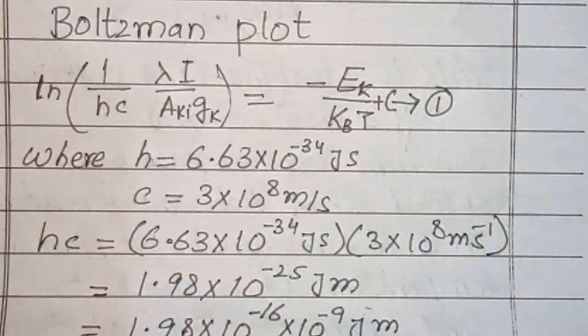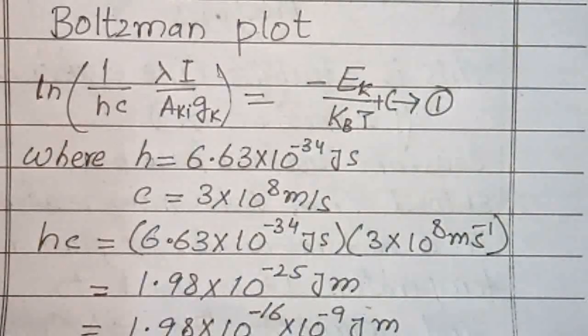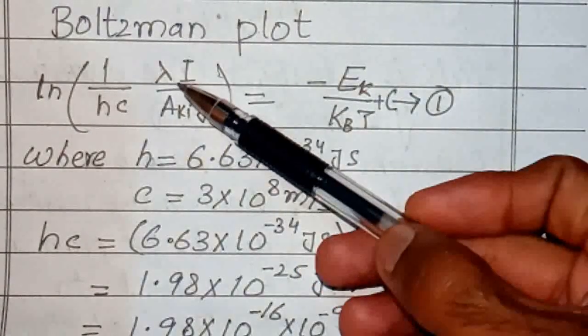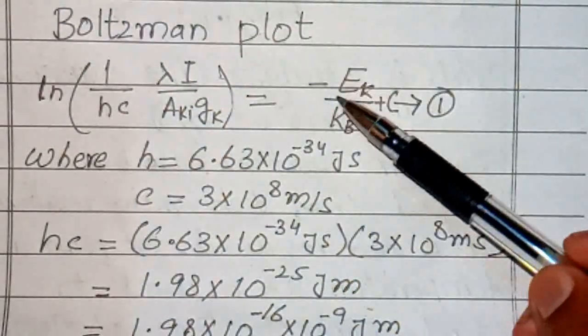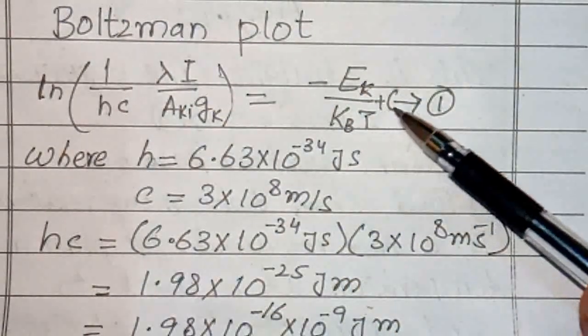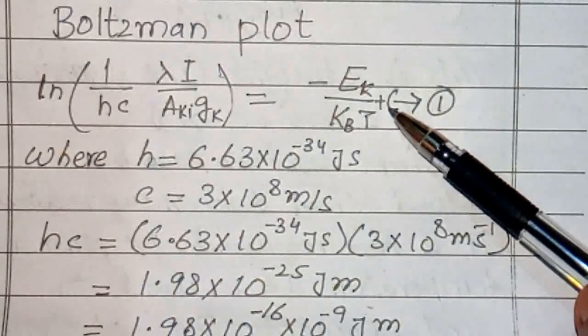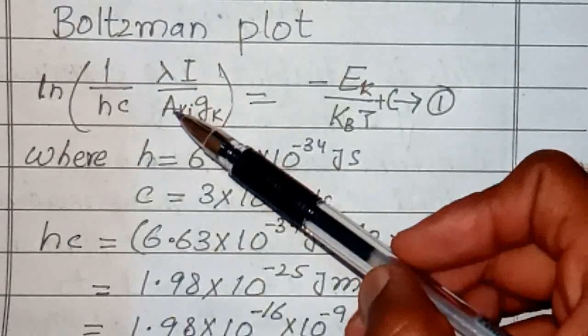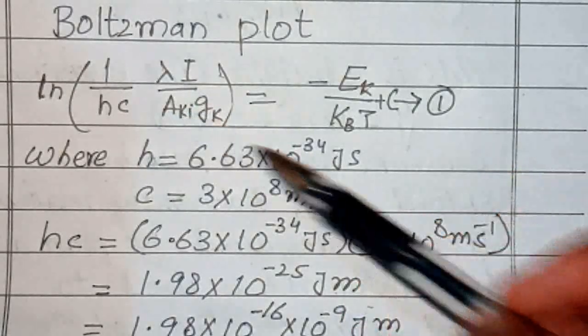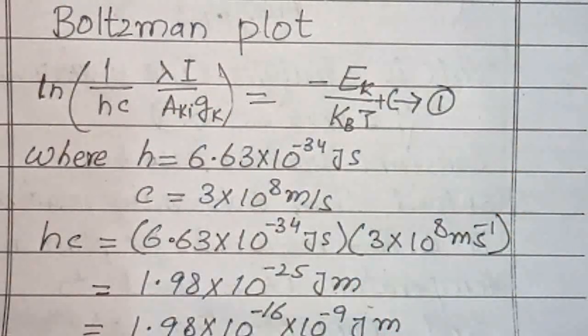Bismillahirrahmanirrahim. Today our topic is to discuss the basic Boltzmann relation to calculate the plasma temperature. If we take the natural log on both sides of the Boltzmann relation, we get natural log of 1 over hc lambda I divided by Aki gk is equal to minus Ek divided by kB T plus some constant, where lambda is wavelength, I is intensity, Aki is transition probability, and gk is statistical weight.